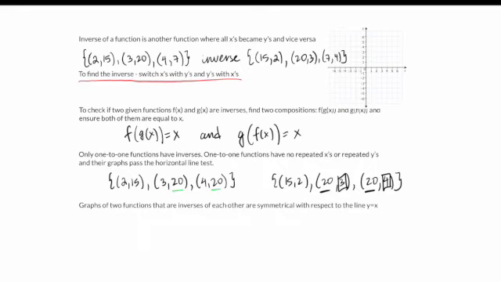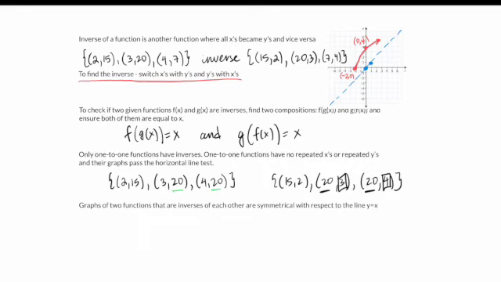The graphs of two functions that are inverses of each other are symmetrical with respect to the line y equals x. The line y equals x is really just a line that has a y-intercept of 0 and a slope of 1 over 1. So let me draw a function. It's just some random function. I'm going to give it 2 points, (-2, 0) and (0, 4), and I'm going to connect the two. Let's say they connect this way.